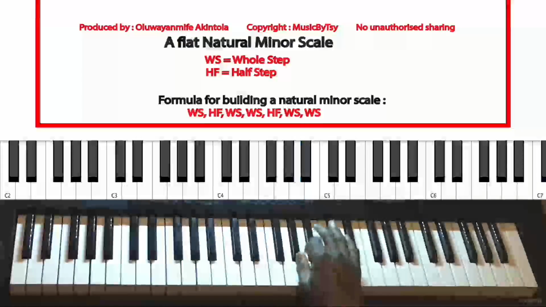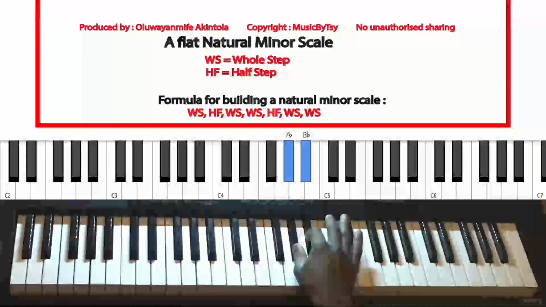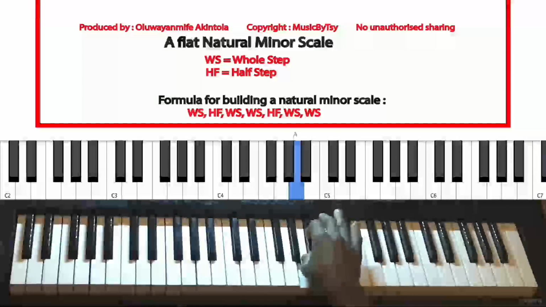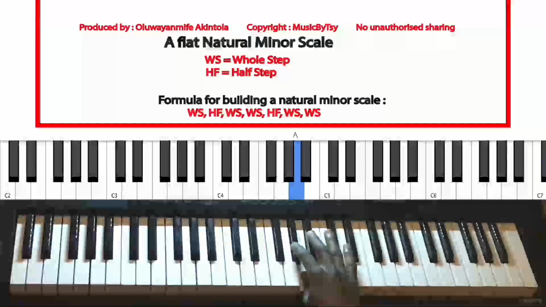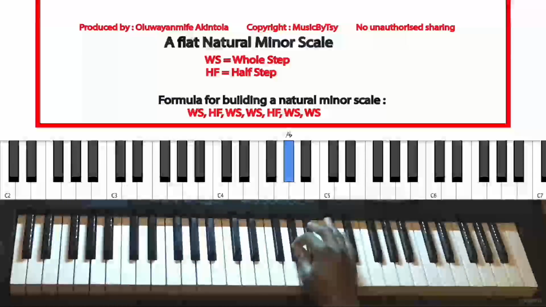Now, whenever you move from one key to another key and you skip a key in between, so for example, if you move from the key of A flat to the key of B flat, I've skipped the key of A in between. Therefore, that means that I've moved by a whole step. So moving from one key to another key and skipping a key in between is known as moving by a whole step. Moving from one key to the next key without skipping any key is known as moving by a half step. So yeah, that's it, guys.